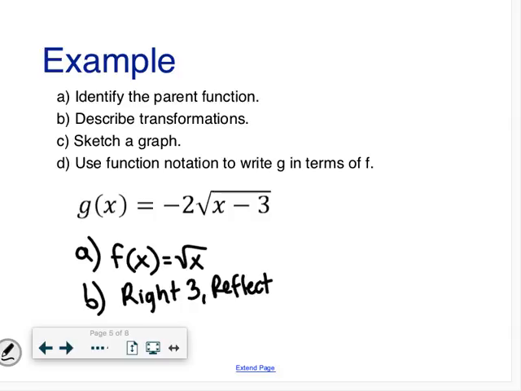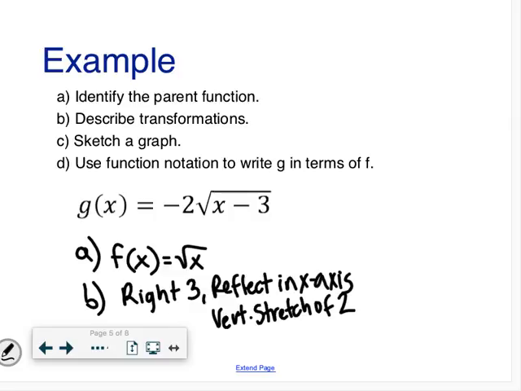Okay, as I'm walking around, these are the 3 transformations that I hear. Moves right 3, reflecting in the x-axis, vertical stretch of 2. It does not matter what order you list those transformations. You're just listing the 3 transformations. So you see added to the square root of x, there is a negative, there is a 2, there is a negative 3. So what are those things doing to our graph?